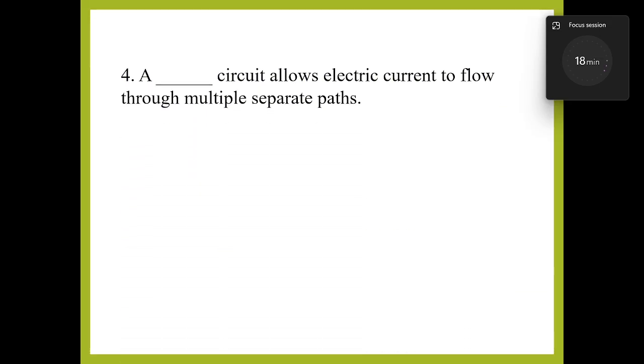Fourth question. A dash circuit allows electric current to flow through multiple separate paths. Now, if you see, it is talking about certain type of circuit. The first part of our chapter, we have seen the definition. In the types of circuit, we have series and parallel. So if you go in that order, we already have seen series designed. Now, if you concentrate on this question, this circuit allows electric current to flow through multiple separate paths. So obviously, this will be a parallel circuit.